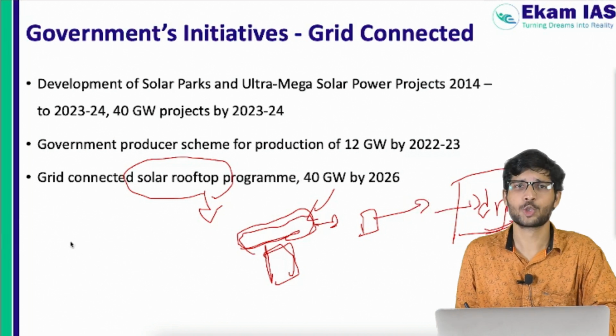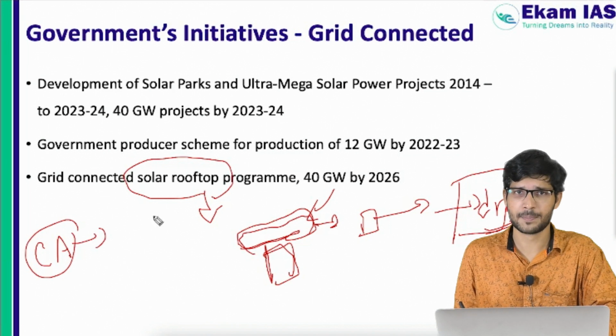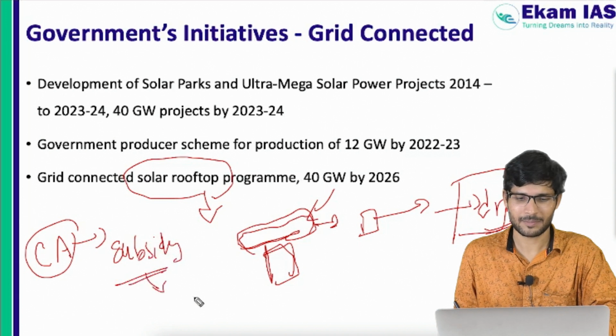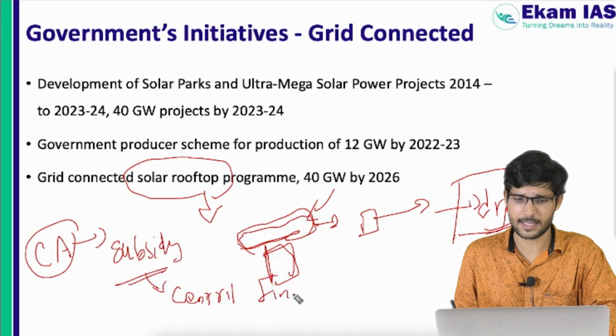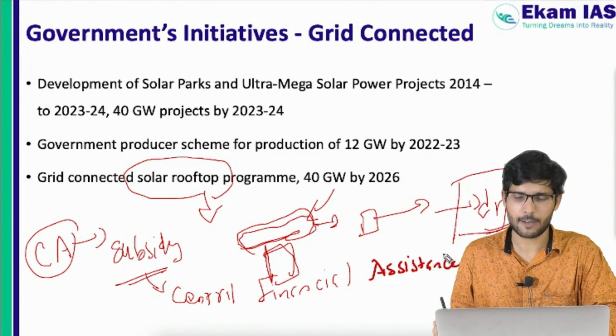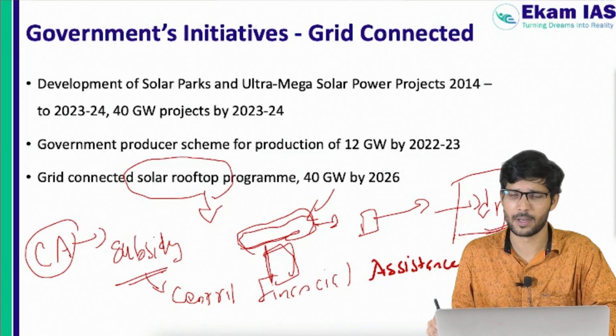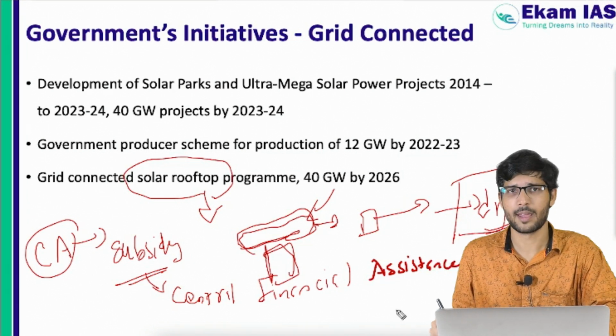Under this program, there are two components. One is component A, under which the government will be giving subsidy. The government is giving it a fancy term, central financial assistance. It is actually a subsidy. Central financial assistance, or subsidy, will be given to residential electricity consumers, that is households, regular people. That is component A.